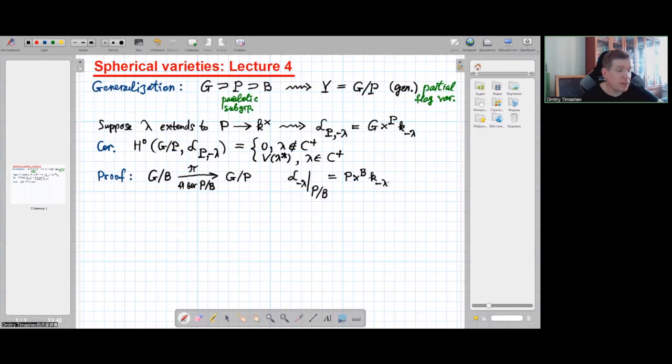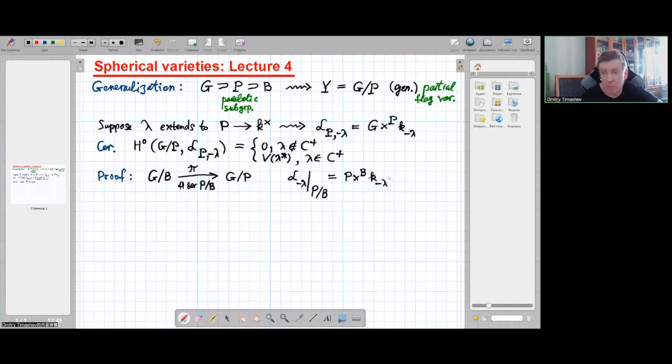But recall that I gave you an exercise in my previous lecture: if you have a homogeneous line or even vector bundle such that the action of the stabilizer on the fiber extends to the action of the bigger group, and this is the case here, because we have an action of B on this one-dimensional fiber, but by assumption it extends to the action of P, since lambda and minus lambda are characters that can be extended to characters of P.